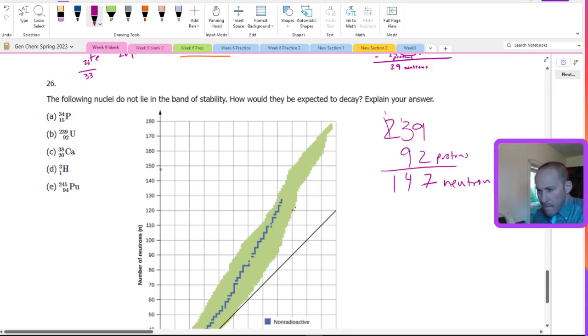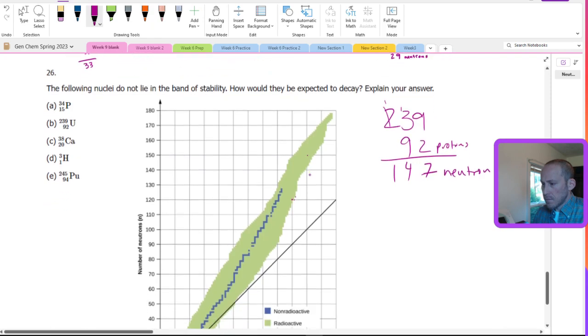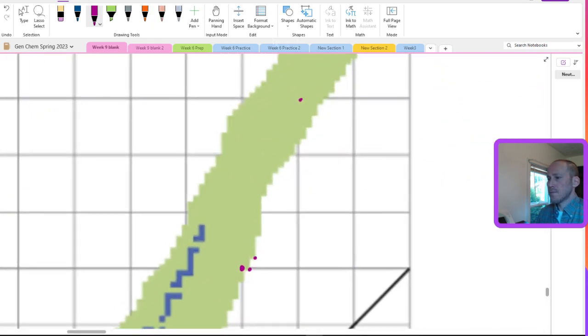So 150 is right here, and we're looking for 147. So 150, 149, 148, 147. So it's this and this. It's like right here. This is what we're talking about.